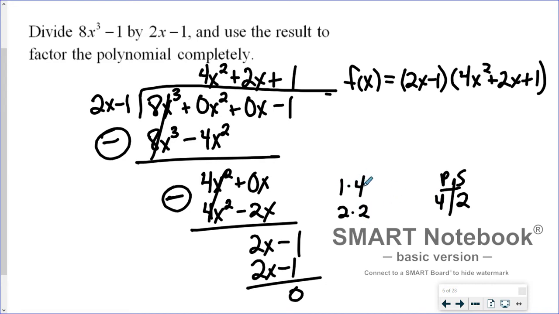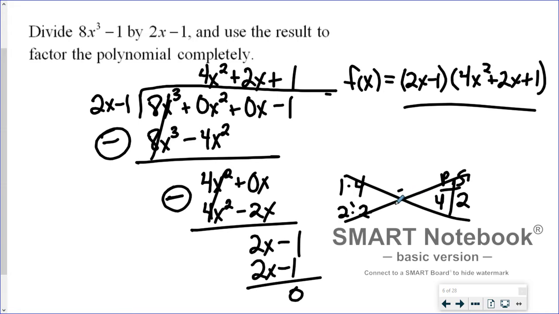But 1 plus 4 would be 5. That doesn't match. 2 plus 2 would be 4. That doesn't match. Same thing with negatives. Negative 1 plus negative 4 would be negative 5. That doesn't match. Negative 2 plus negative 2 would be negative 4. That doesn't match. So since it's impossible, this thing doesn't factor. So we're done. That is our complete factorization.